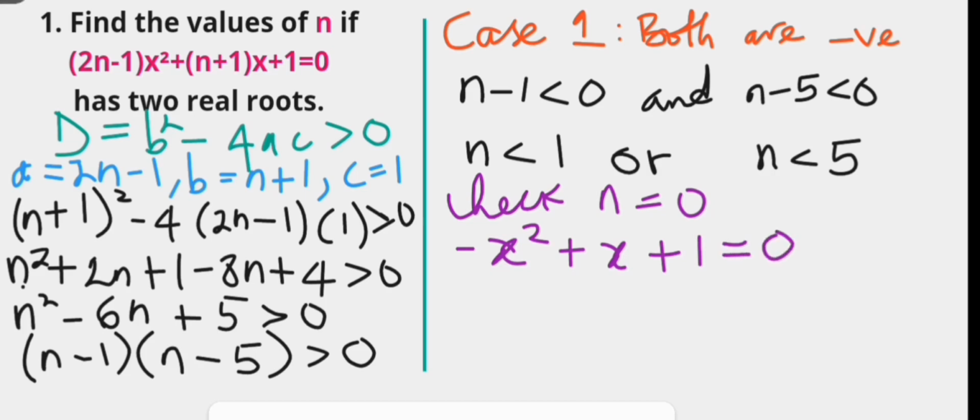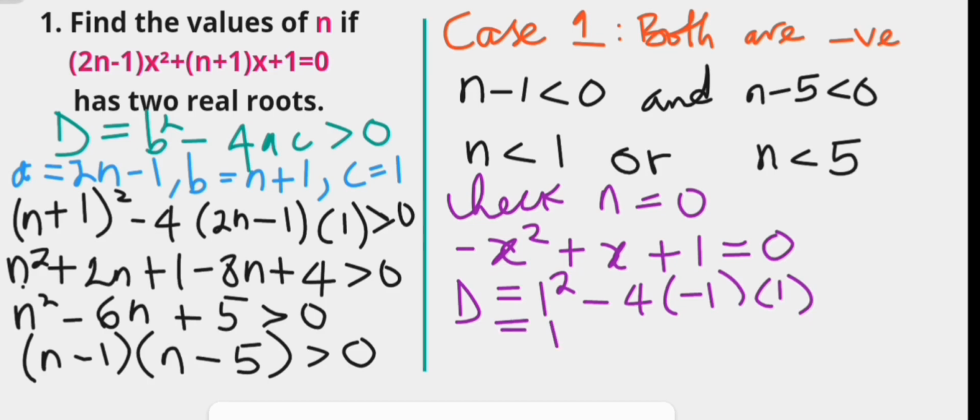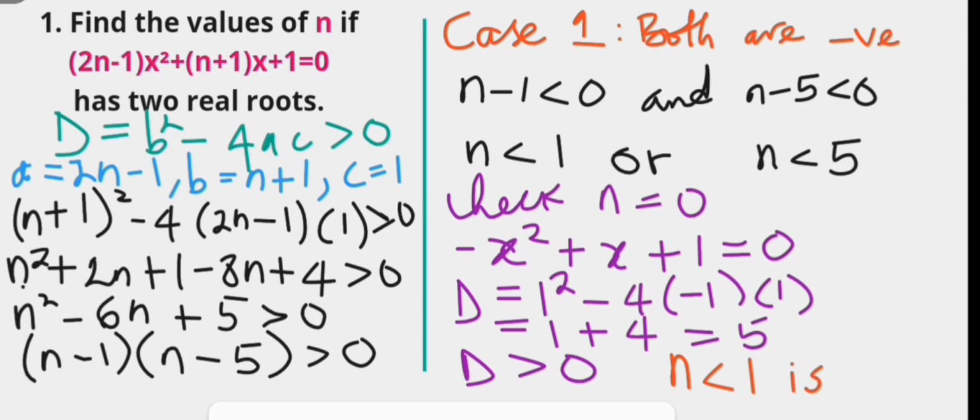Now testing with the discriminant again to see whether the result is valid, if this is actually going to have real roots. The discriminant D is b squared, the coefficient of x is 1, so that's 1 squared, minus 4 times the coefficient of x squared, which is negative 1, and the constant term is 1. This gives us 1 plus 4, which is 5. Here D is greater than 0. What this means is that the solution n less than 1 is valid.